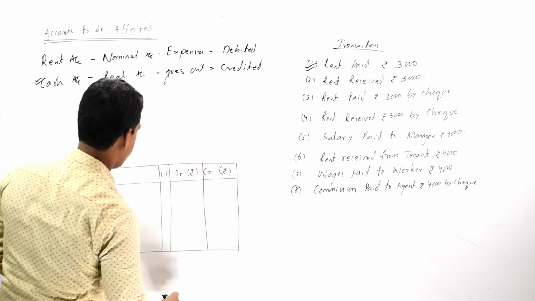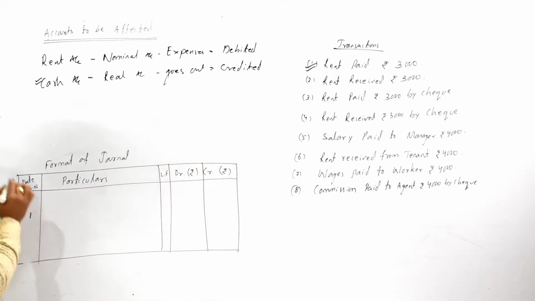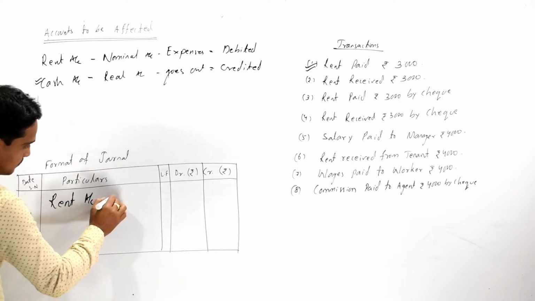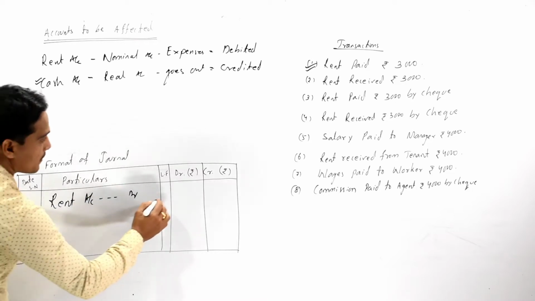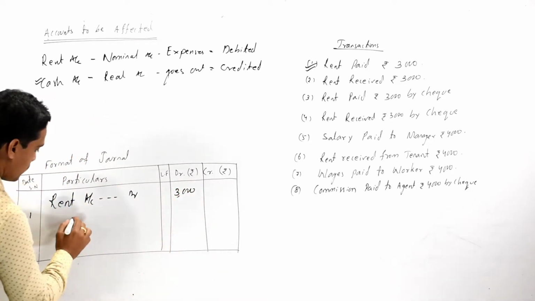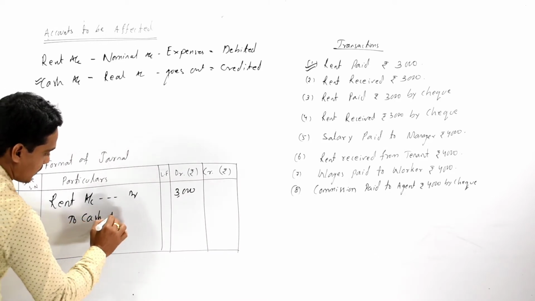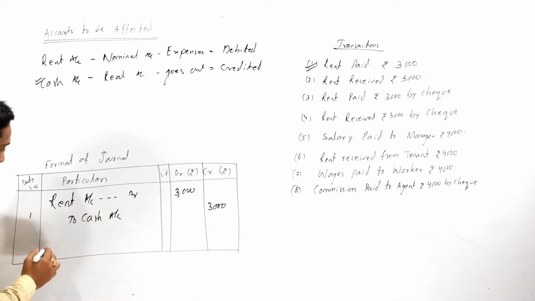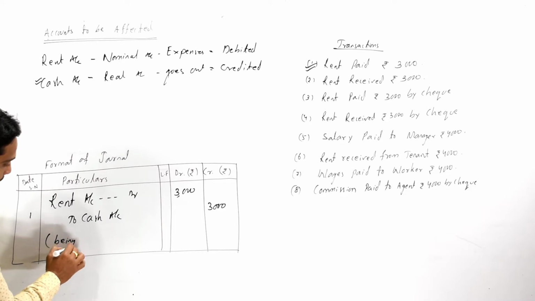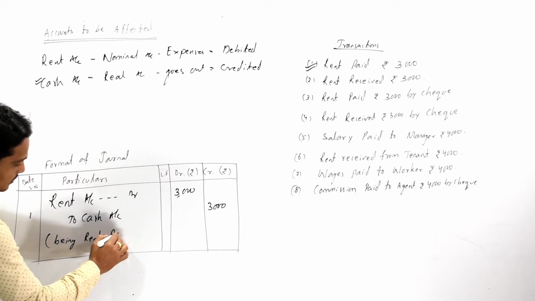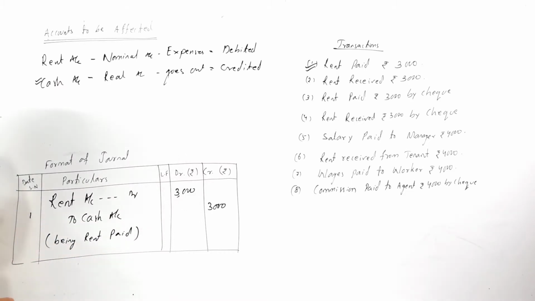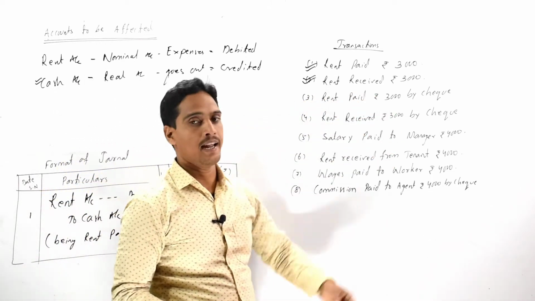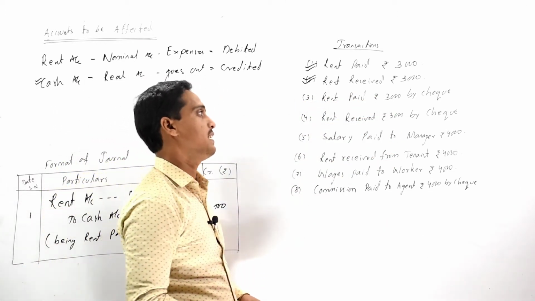credited. So our journal entry of the first transaction should be rent account debit 3000 to cash account rupees 3000, and our narration should be being rent paid. Now come to our second transaction, that is rent received rupees 3000.